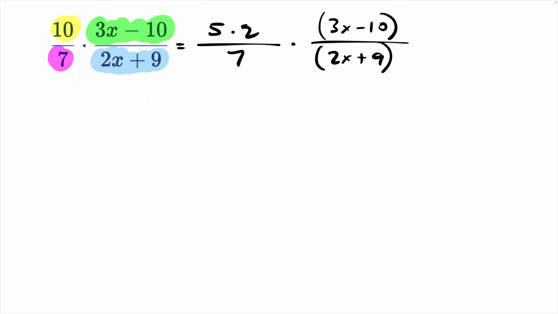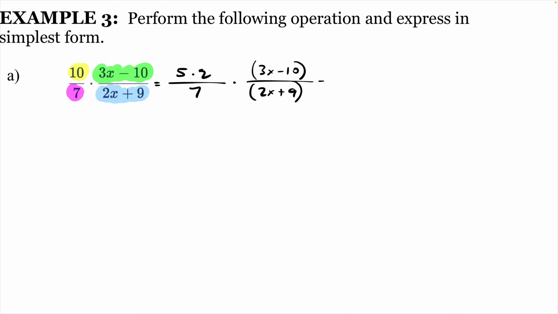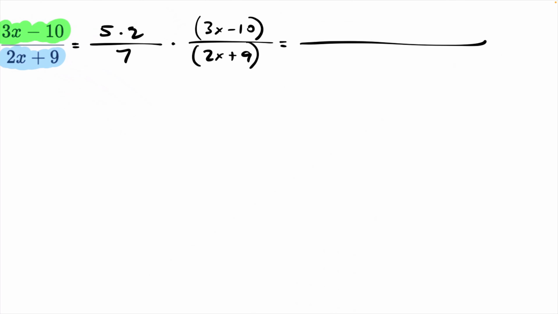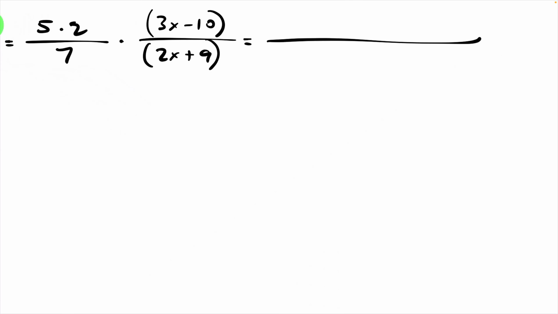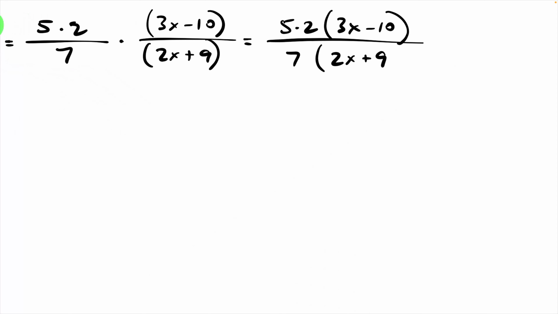So now, this is our multiplication part. The multiplication part means we're going to move everything under one fraction. So on top I have 5 times 2 and then a binomial. And then on bottom I have a 7 and a 2x plus 9. And then look for things to cross out, like you guys did on Wednesday. Is there anything I can cross out?